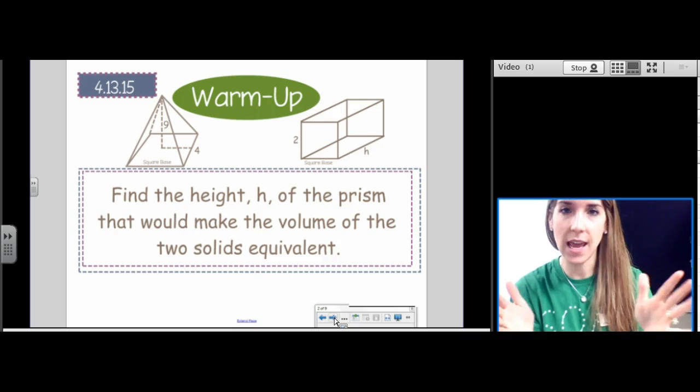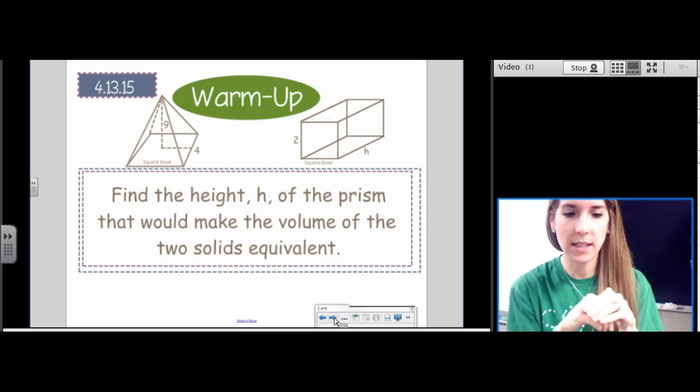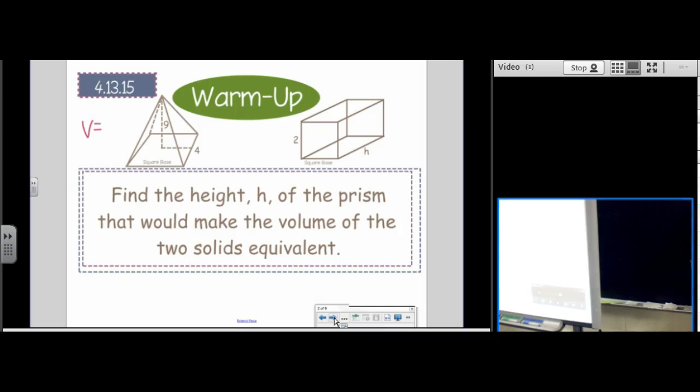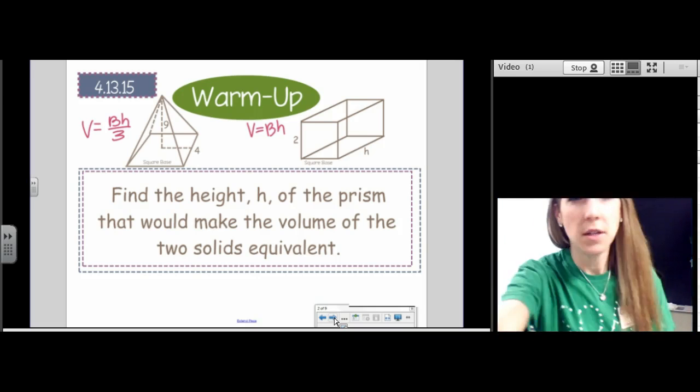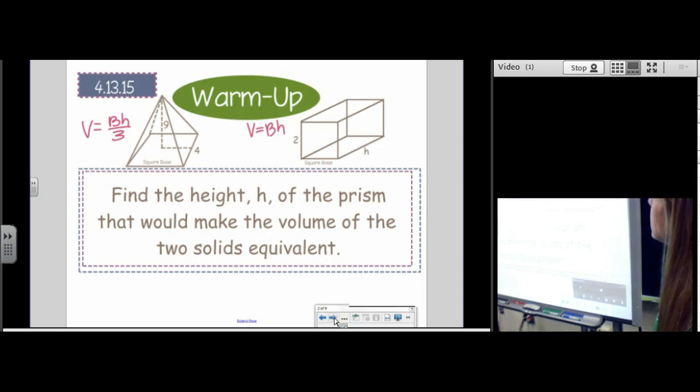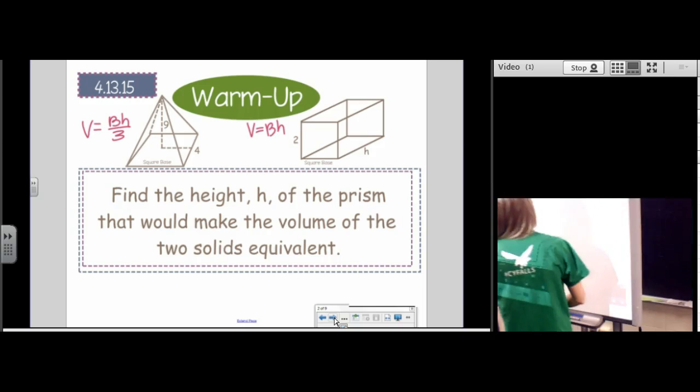Now, that's not what this case is up here. They don't have the same base and the same height, but we do know that the volume formula for a pyramid is base times height divided by 3, or 1/3 base times height. And the volume formula for this prism is just base times height. So now we're going to plug in every single thing that we know. Let's work with the prism first.